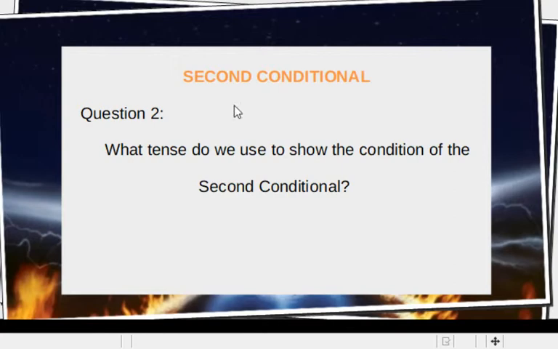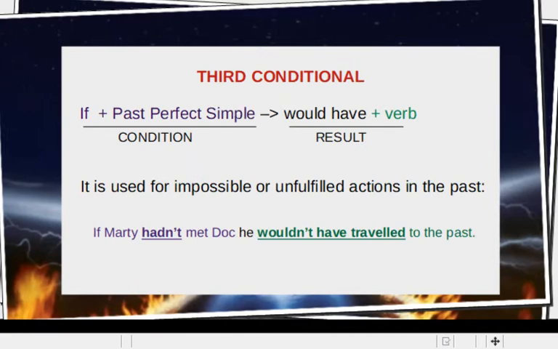So the third conditional is the most uncertain. Well, it's so uncertain that it's almost certain. It's a condition that cannot be met because it is already in the past. Therefore, the result becomes impossible. Again, we are talking about a condition that cannot be met already because it's in the past, and therefore the result becomes impossible.